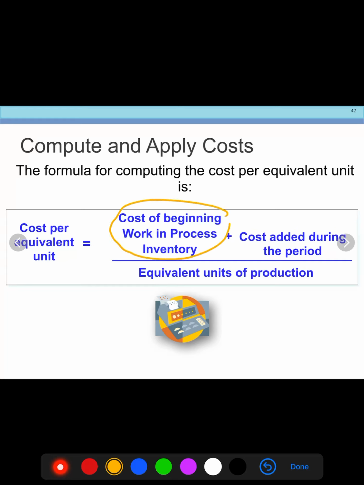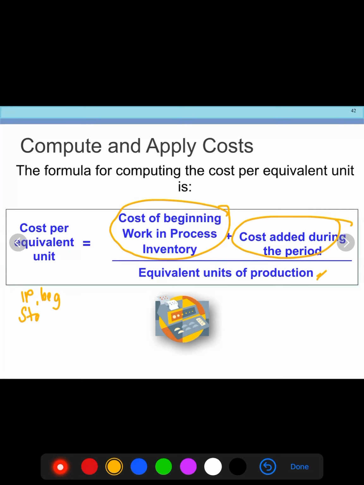Pagsasamahin mo yung cost ng work in process inventory at saka yung cost added in production. And then you will divide it by the equivalent units of production. Yung na-compute mo kanina, when you consider the units, yun yung gagamitin mong denominator. Yung cost mo, edi lahat ng kasamang cost nung units na ginamit mo. Ano ba yung units na ginamit natin dito?